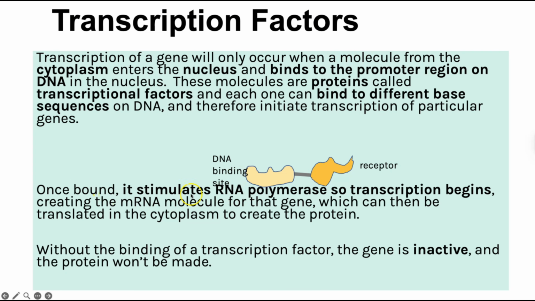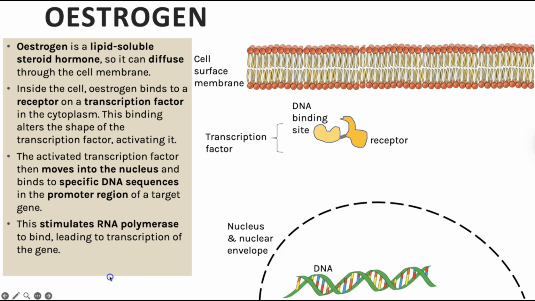So once it does bind, it can then stimulate RNA polymerase so that transcription begins. And that is how it's going to be initiating transcription. So we do then get an mRNA molecule that can then go on to be used in translation. So without the binding of that transcription factor, the gene is technically inactive because transcription is not happening, and therefore that protein isn't being made.